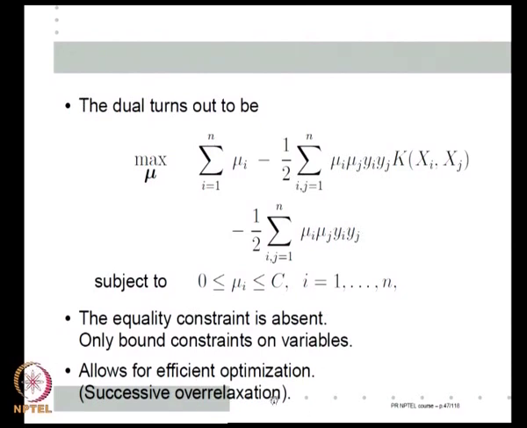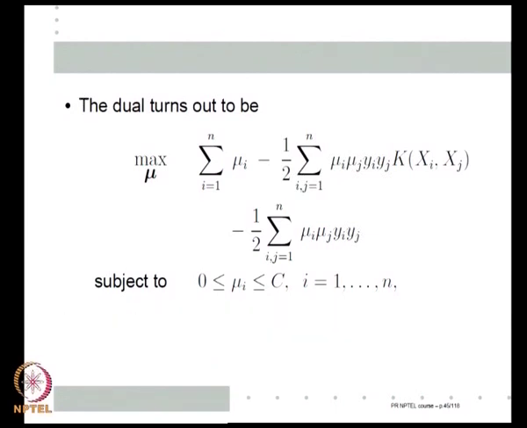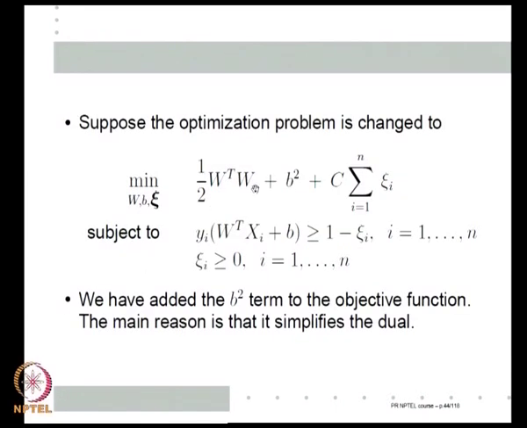It is called successive over relaxation. This makes a very efficient algorithm. It is much more efficient, almost 10 times more efficient than SMO. Okay. But the problem is that it is not solving the problem I am interested in, right. I mean, of course, it is giving me a very efficient algorithm for solving a different problem.